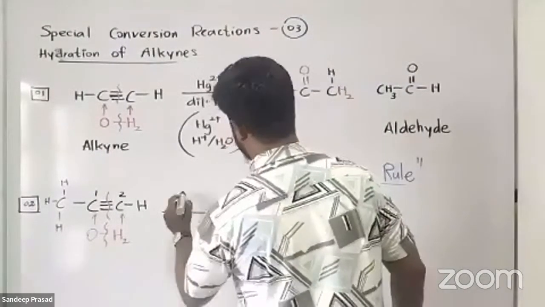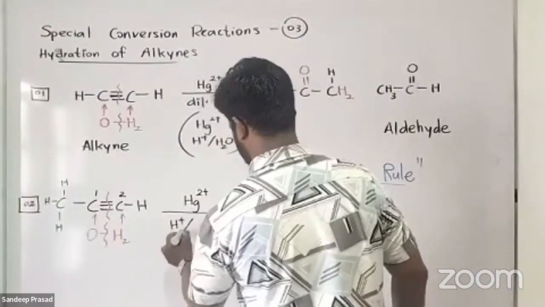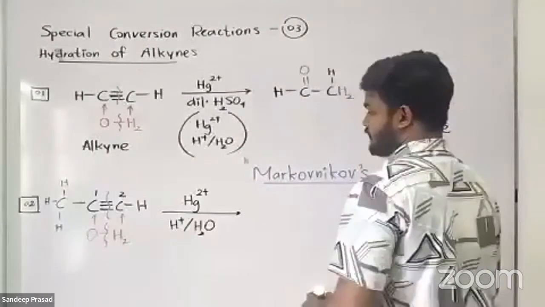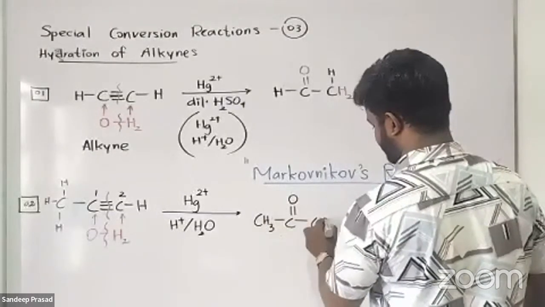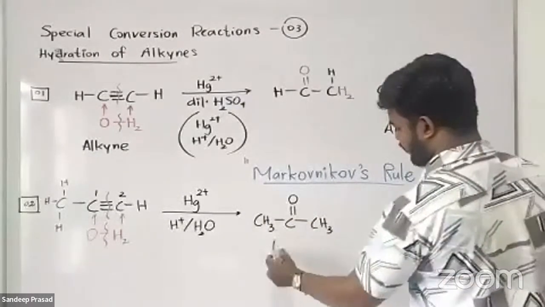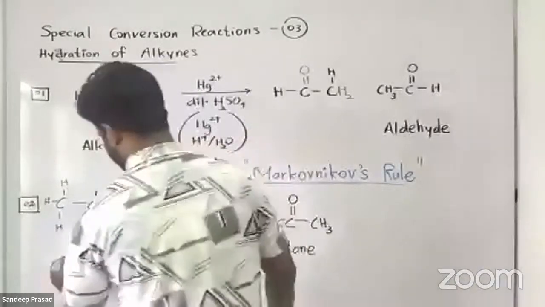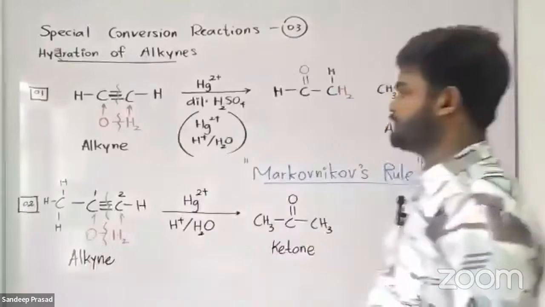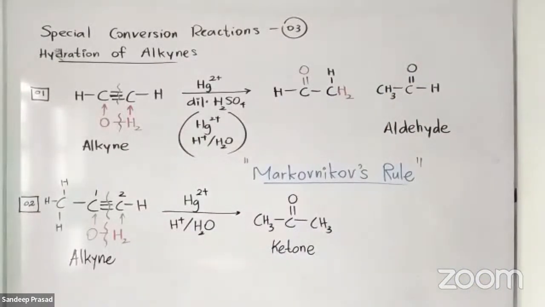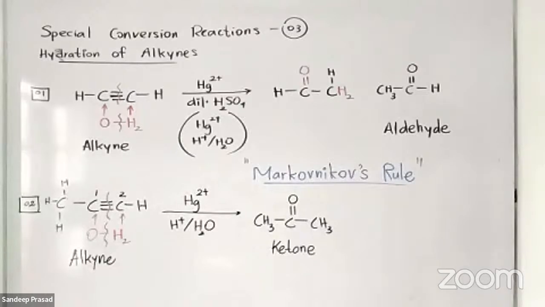We know that the reagents we are adding are mercuric cation, H plus, H2O, diluted sulfuric acid. So CH3, C double bond O, CH3. Here we have a ketone. Alkyne to ketone. Understood? That is the thing you have to understand here.